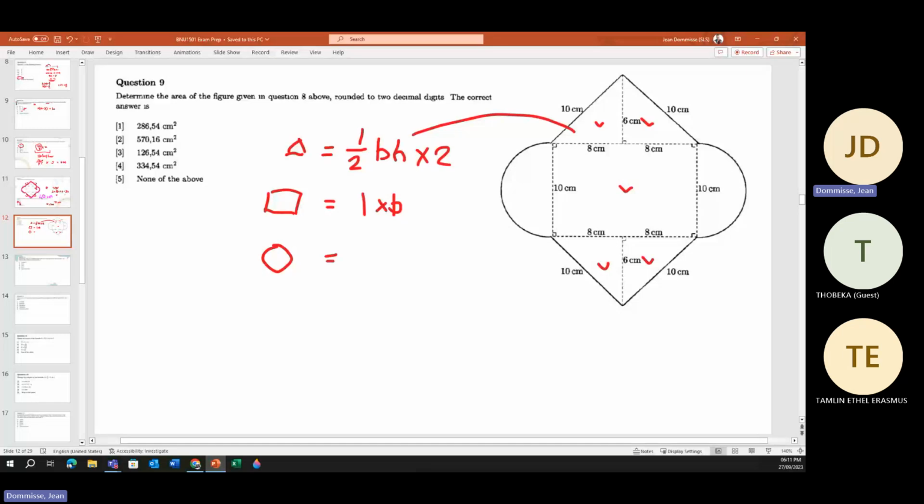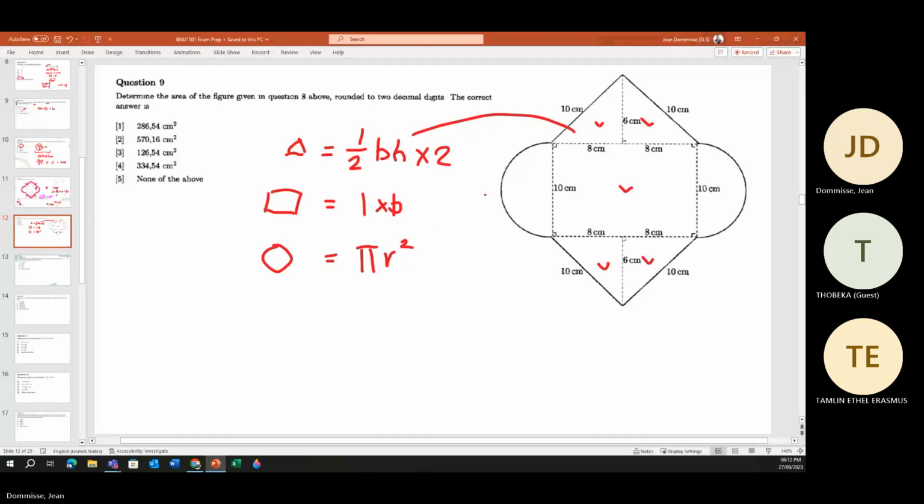So again, I'm just quickly googling what the area of a circle formula is. So the area of a circle is pi radius to the power of 2. Okay, and we've got everything nearly for that.